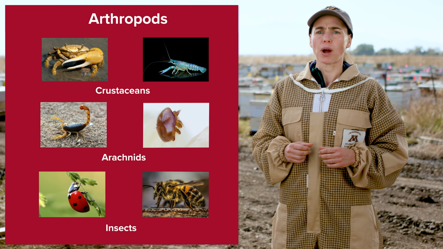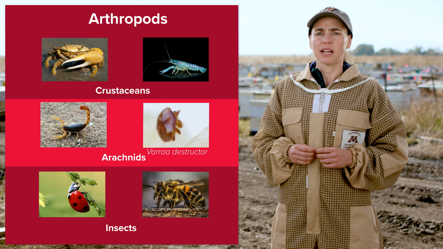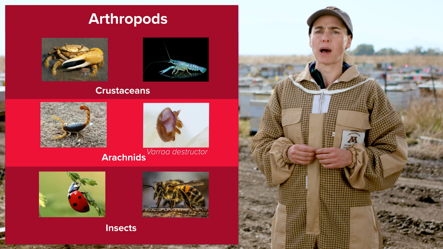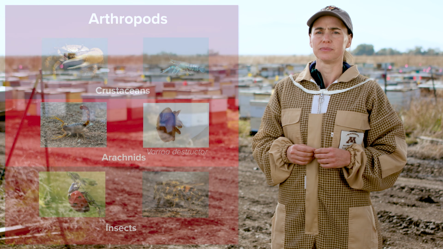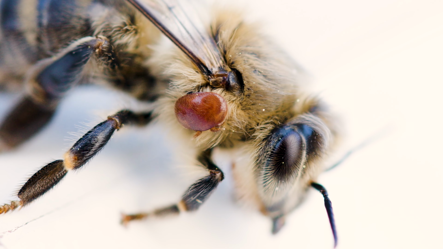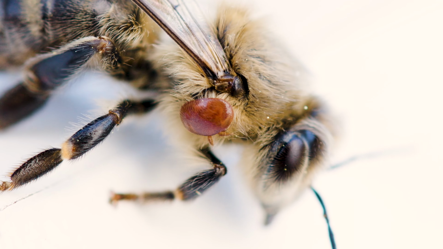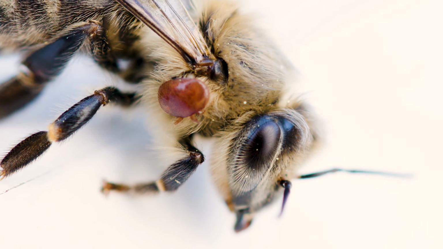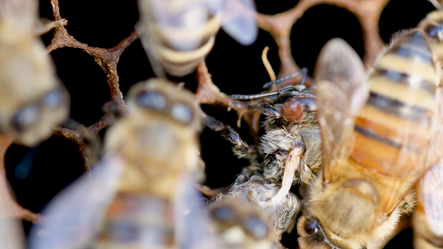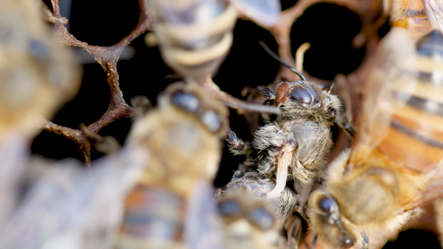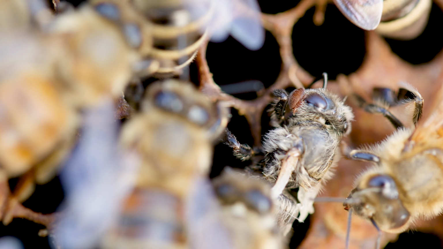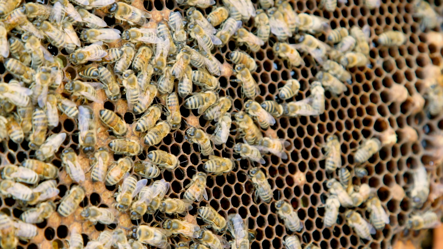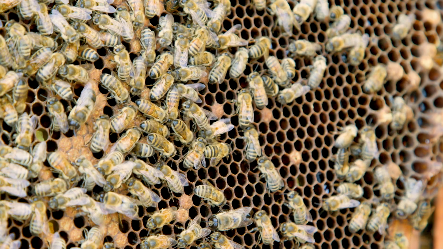Varroa is a highly problematic parasitic mite that is a significant threat to honeybee populations worldwide. This mite attaches to the honeybee and feeds on their bodily fluids, weakening the bees and transmitting harmful viruses. The impact on bee colonies can be severe, leading to weakened colonies, reduced honey production, and even colony death.